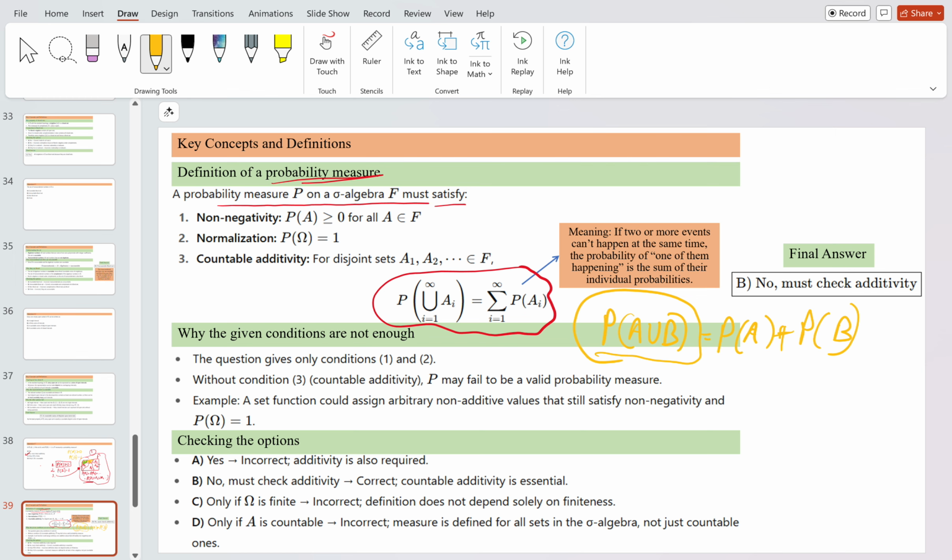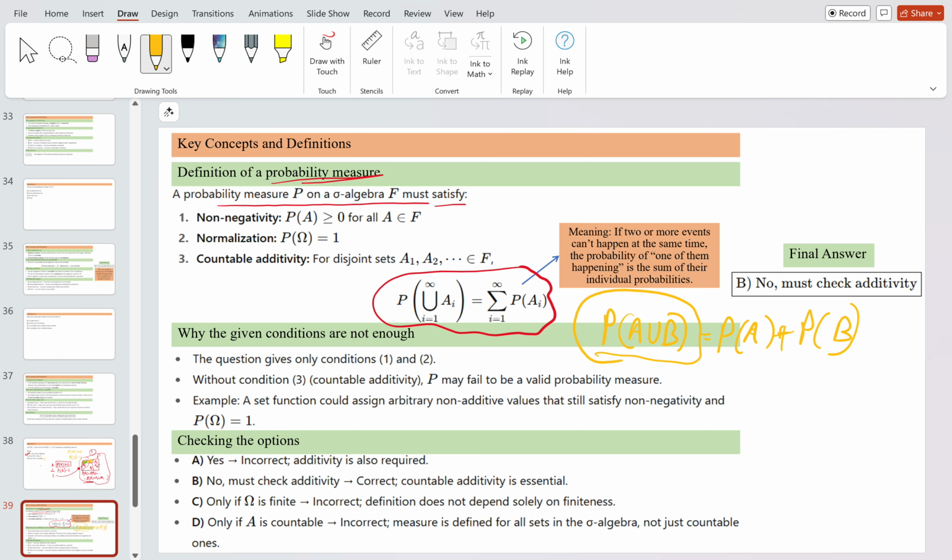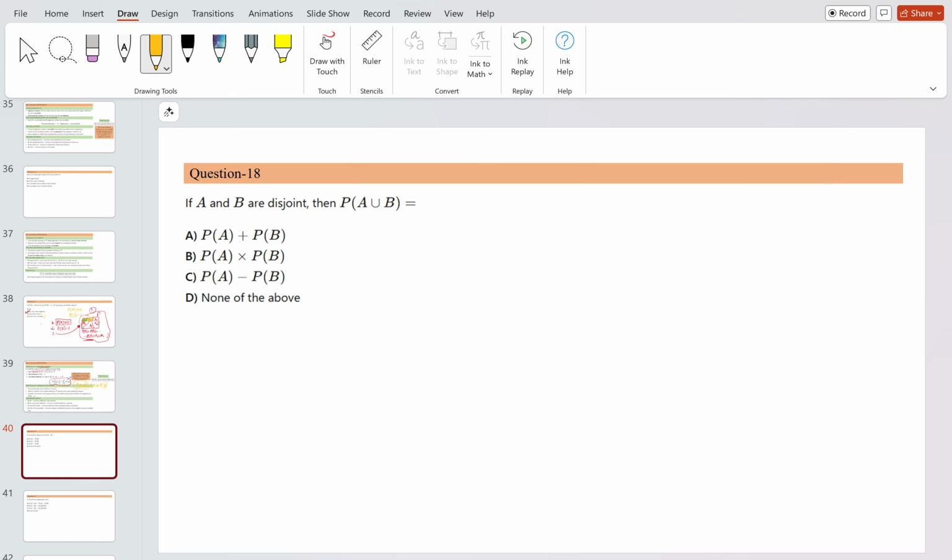Okay, first option, if you see yes, no, that is false because you have to check the additivity, and this is for it can be infinite, it can be uncountable as well. So the correct option is B. You should check the additivity. Try to solve this. This is a very simple problem, but I hope you can understand and solve that.